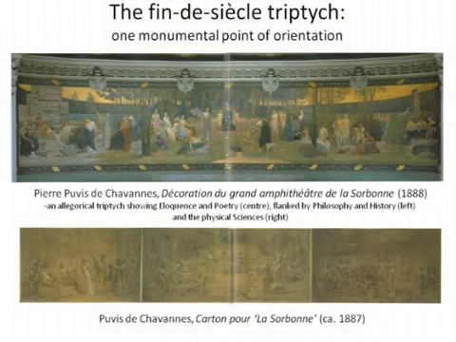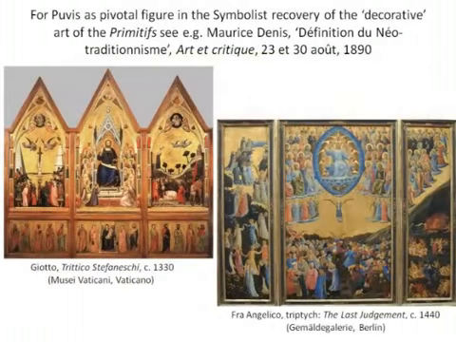Consider, for one grand example, the great Sorbonne mural by Puvis de Chavannes, inaugurated in 1889. This great allegory, whose tripartite form is clearer in the preparatory cartoon, received specific mention in the important 1890 essay Définition du néo-traditionnisme by Maurice Denis. Singling out Puvis as the model for a symbolist recovery of the decorative values of the medieval primitives, Denis opens a triptych lineage extending back all the way to the altarpieces of Giotto and Fra Angelico, whom he mentions, typically articulated as a central panel flanked by subsidiary ones, which actually were designed to fold over in many cases.